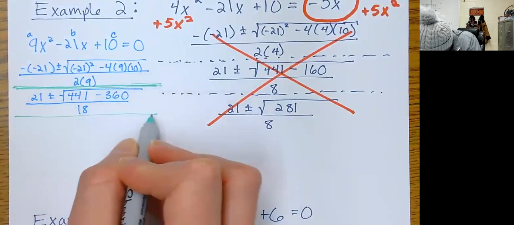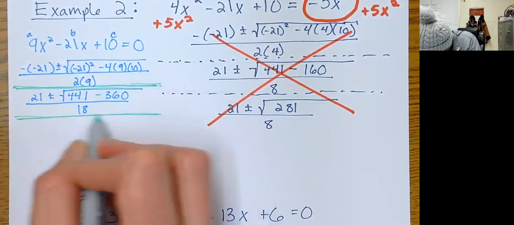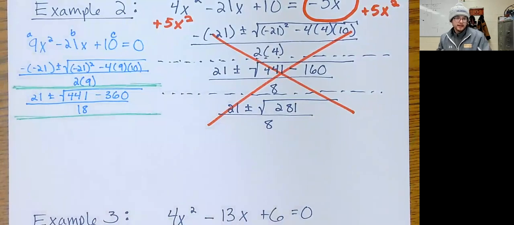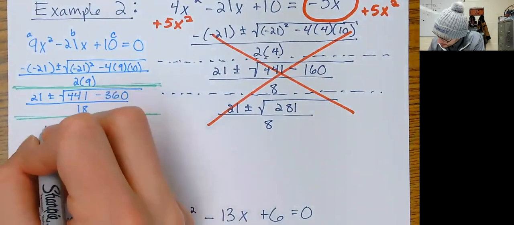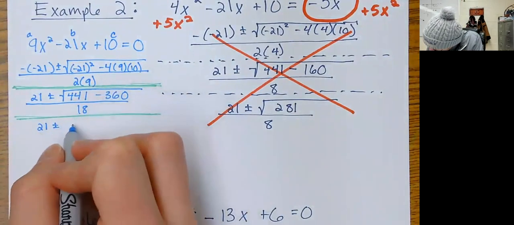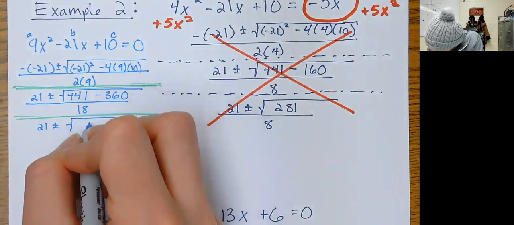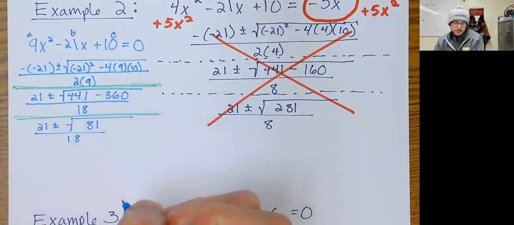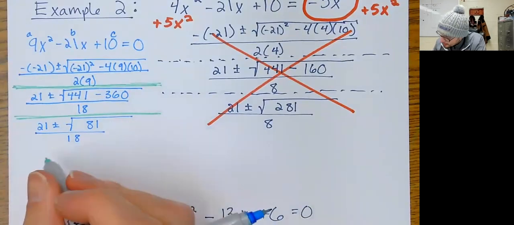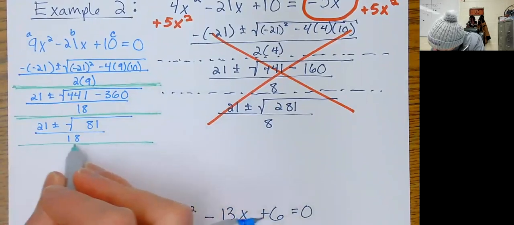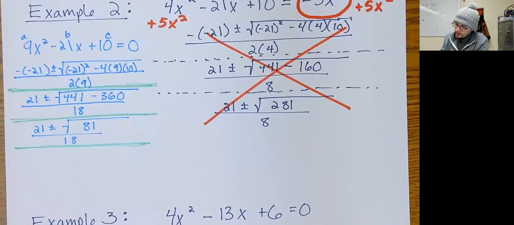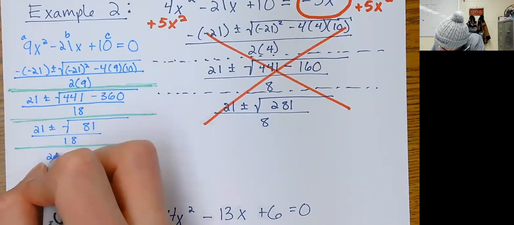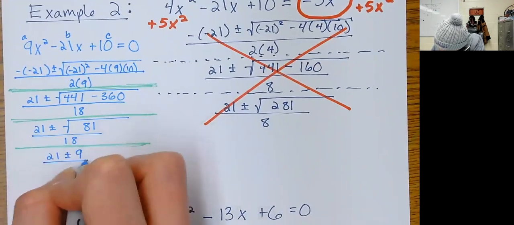Again, separating this out. So our next line is going to work out because now instead of negative 281, we're just going to get 81. So we get 21 plus or minus the square root of 81 over 18. All right. And hopefully we all know the square root of 81. We're going to get 9. So we get 21 plus or minus 9 over 18.